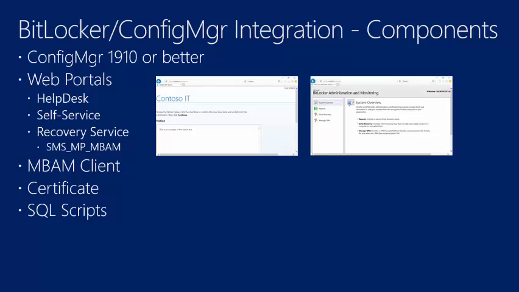And the certificate that we generate will be used for both. It is going to be bound to port 443. So the recovery service web page can use that detail and encrypt the BitLocker information into the config manager database, right? And then finally, SQL scripts.